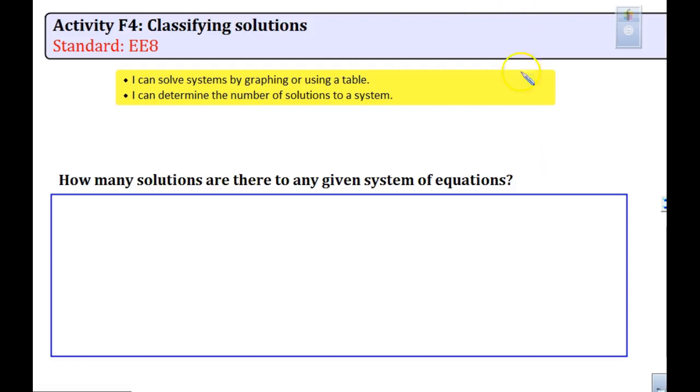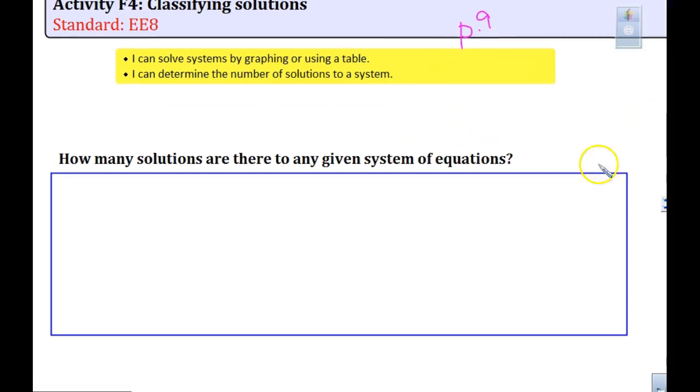Notes and the video that were up on Friday. So this is page 9. If you look at page 9, this activity is going to count for a quiz grade. You're going to have an opportunity as we look at this classifying solutions. You're going to be working on it today and tomorrow in class.